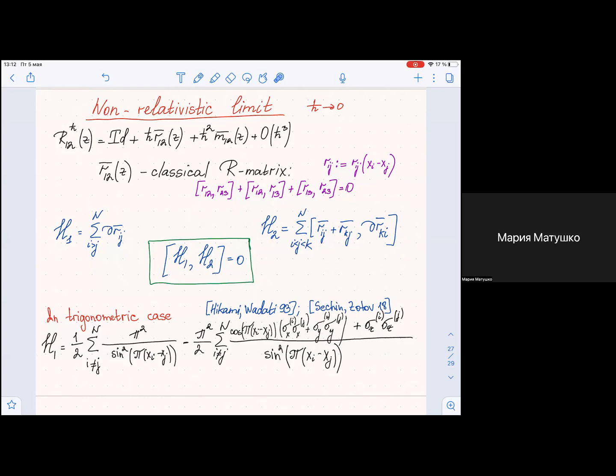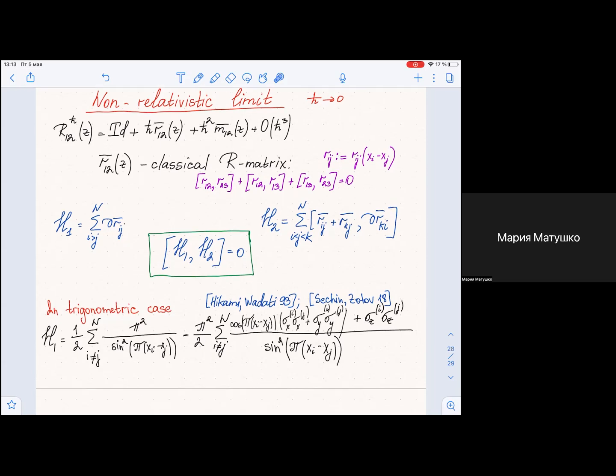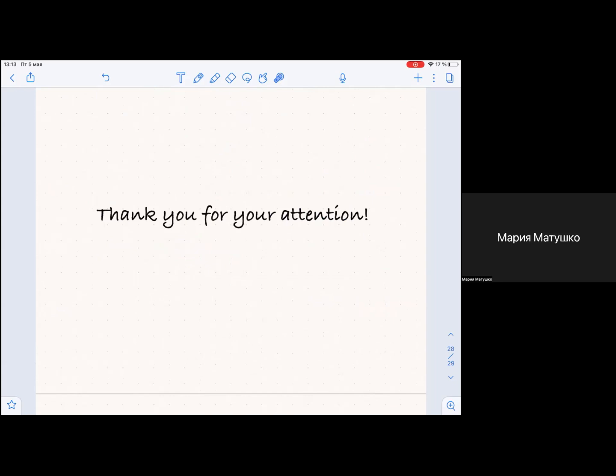These Hamiltonians commute. For example, in the trigonometric case, if R is trigonometric and small r is the classical trigonometric R-matrix, we have H1 in the following form. This is the spin chain which was found by Hikami-Wadati in 1993, and in this R-matrix form it was found by Sechin and Zotov, where they described the Lax pairs for the Calogero system. Okay, that's all for today. I am happy to answer your questions.